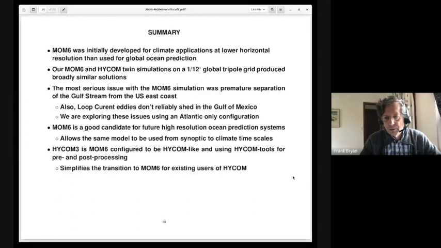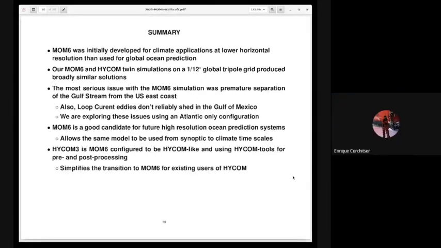Okay, Enrique had a question. Yeah, Alan, quick question. When you use the terrain following coordinates, does that put a constraint on the gradients of your bathymetry?